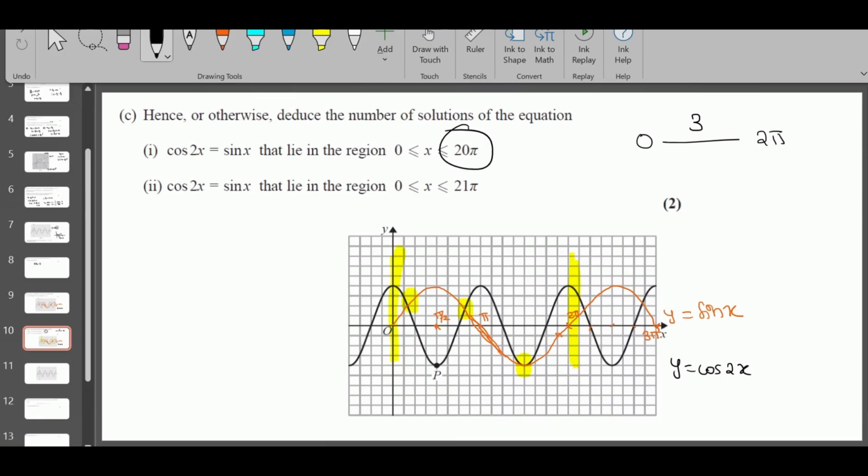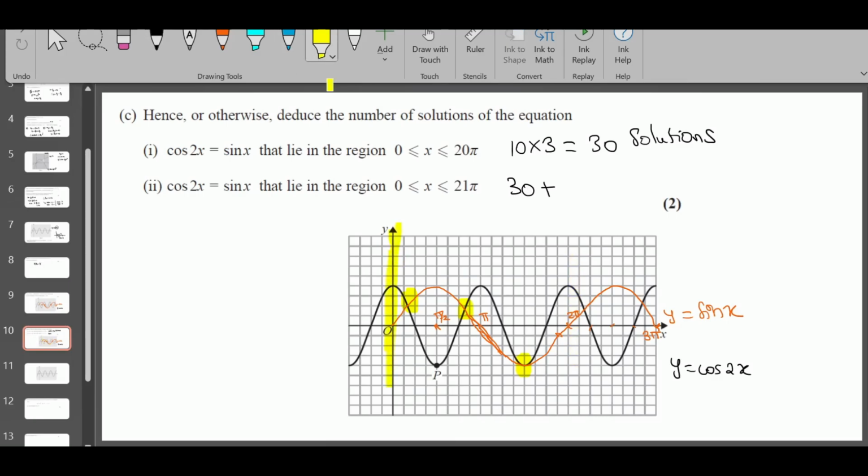So when they say 20 pi, you can divide them into 2 pi, like 10 portions, right? So one portion is a 2 pi interval. You got 3 intersections. So you can just write 10 times 3 is equal to 30 solutions. So here we know 0 to 20 pi is 30. 20 pi to 21 pi is the same as finding the point of intersection from 0 to another 1 pi. So you have another 2. So you can write it as 32 solutions.